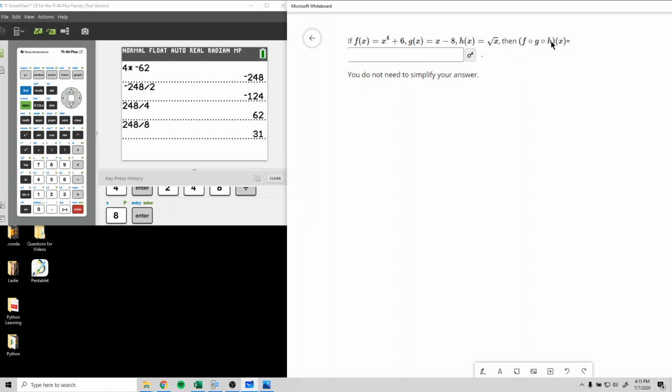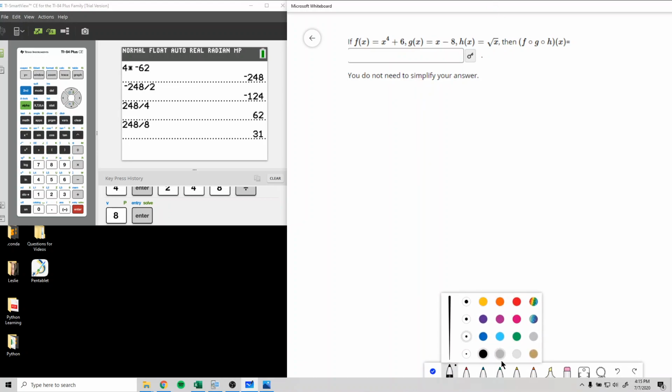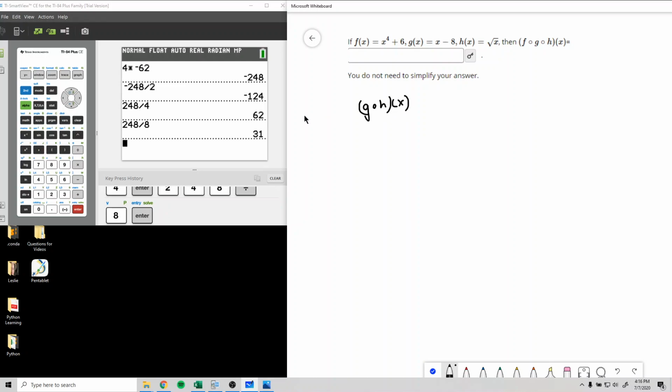All right, so we know with function composition, we put the inside one on the outside one. So what we can do for a second is just pretend f isn't here. What if we had to do g of h of x? If you prefer to write with parentheses instead of the circle, that's fine. So we have g of h of x, and h of x is the square root of x. So we take the inside, we plug in what h of x is, which is the square root of x.